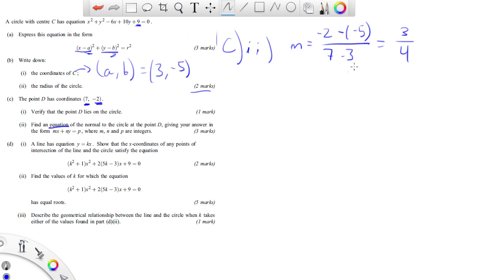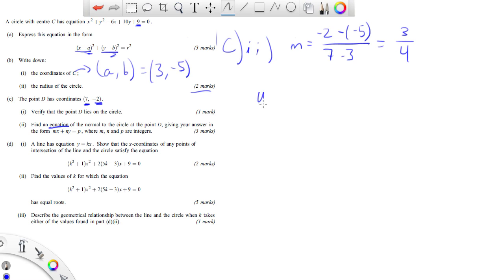Even though we're looking for a normal, we're not going to take the opposite reciprocal of this, only because this is what the equation is. Remember, this is the line that goes through this point and through the center. That, by default, is going to be normal to the circle, so I'm not going to change this gradient. Whereas in other problems, you might find a tangent line, and then you might take the opposite reciprocal to find the gradient. Here, we're not going to do that.